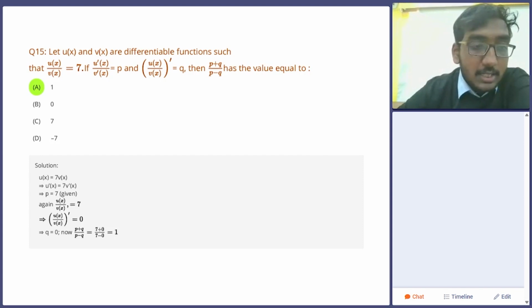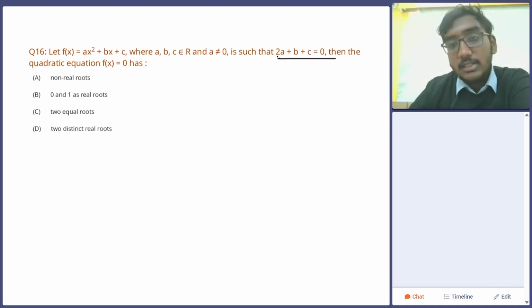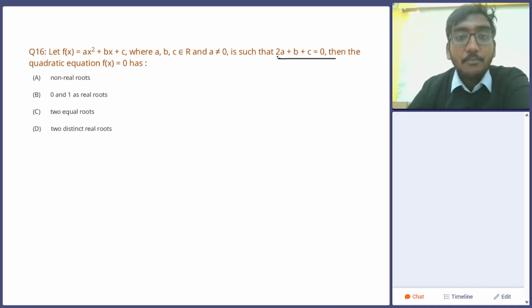The only thing you should be aware of is that the derivative of any constant will be 0. This question is based on a quadratic, right? They have given one condition. This seems to be the derivative at x. Basically, if you differentiate, it will be 2ax plus b, right?